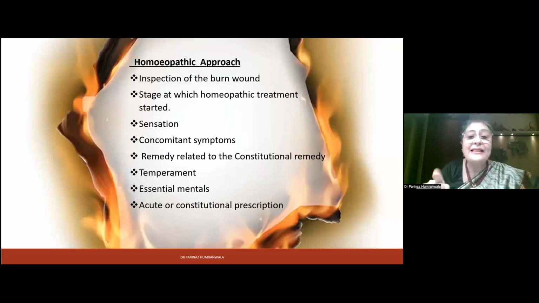If there is a remedy that will be related to the constitutional remedy, of course, I will consider the temperament. I will consider some essential mentals. And lastly, I will also decide whether I want to give an acute or a constitutional prescription to the person.